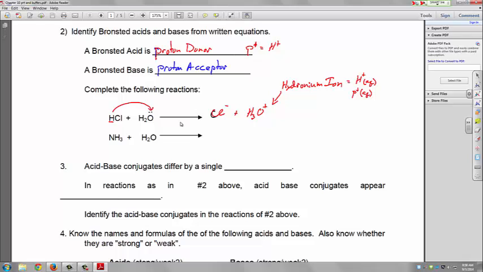Ammonia is a base. Ammonia also has an unshared pair of electrons. In this case, water is acting like the acid, and it's donating its hydrogen ion. I'll put a little hydrogen ion here.